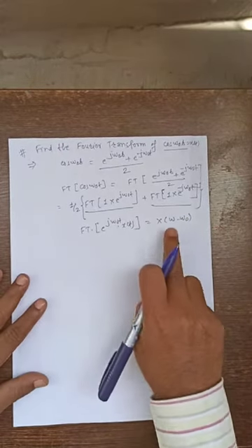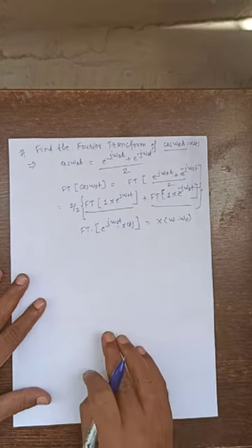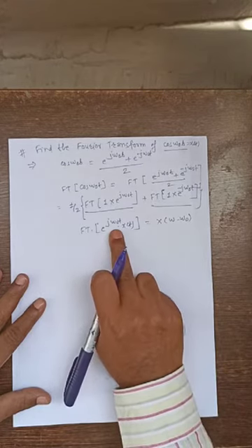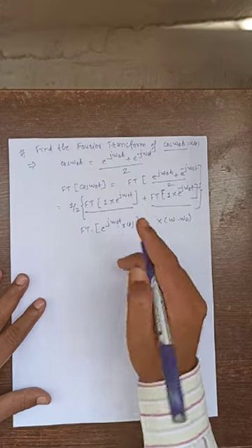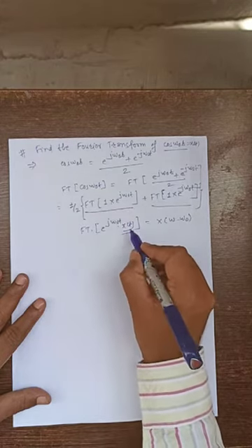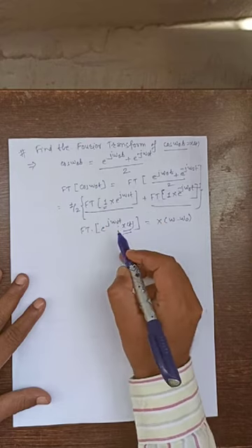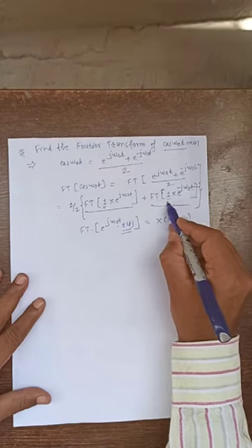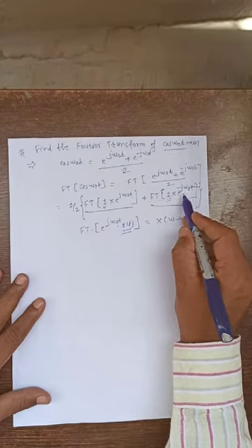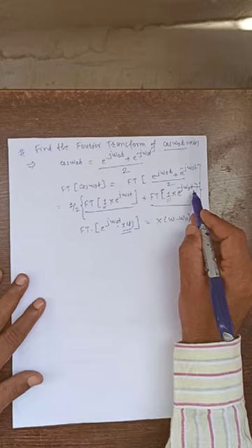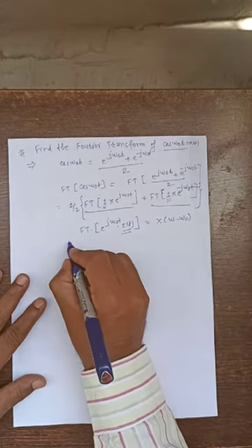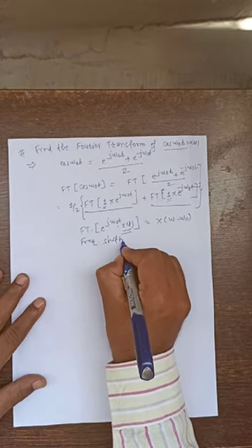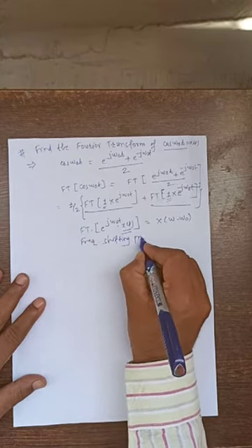Means what? The frequency spectrum is shifted by omega naught if you multiply the time domain signal x(t) with e raised to j omega naught t. So here x(t) is equal to 1 and it is multiplied by e raised to j omega naught t, and here again x(t) is equal to 1, it is multiplied by e raised to minus j omega naught t, so there is a sign change only. So we apply this frequency shifting property.